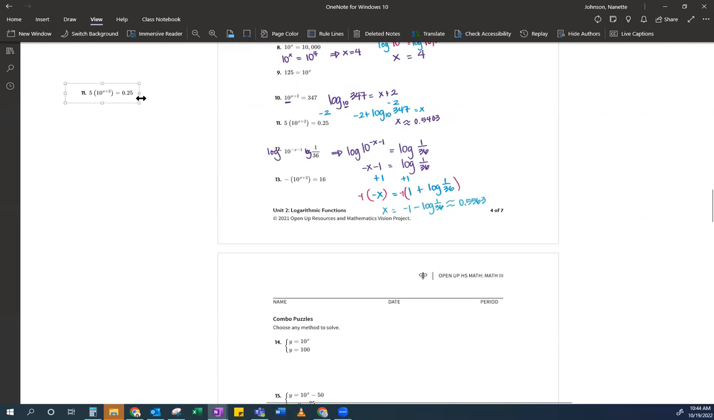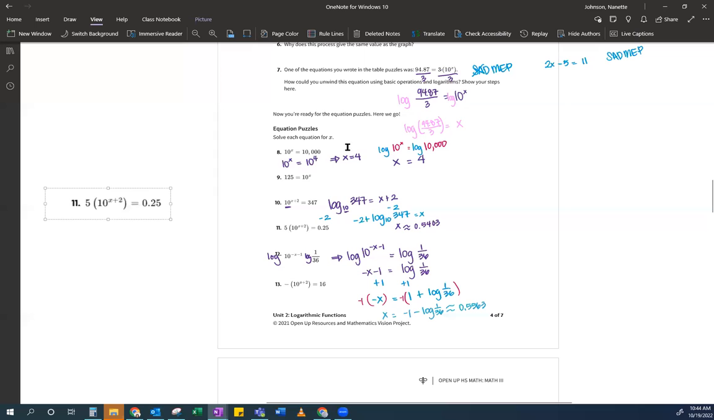The directions for this one, and I'll make it just a tad bit bigger, are just for you to solve. It says solve each equation for X. And so like we were talking about last time, the order in which you solve things will always use the order of operations backwards, in reverse order, and you're undoing. Okay, so Ms. Johnson, what does that mean?